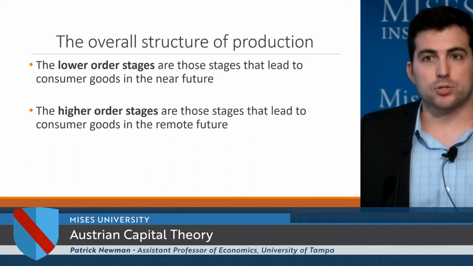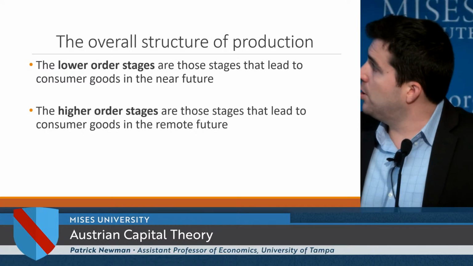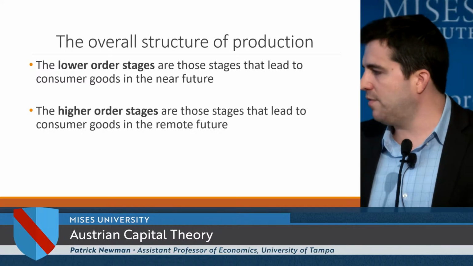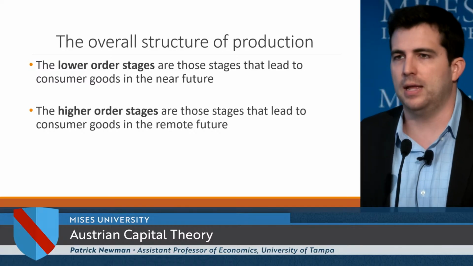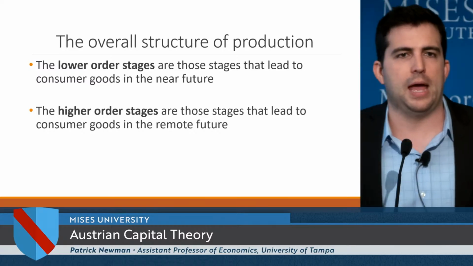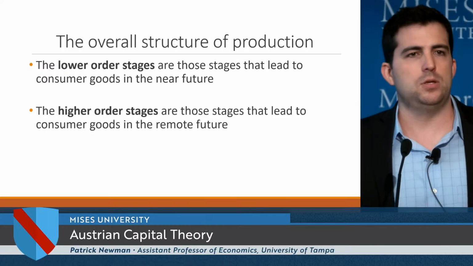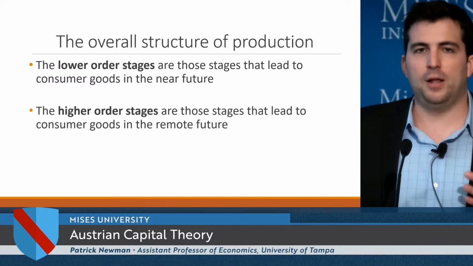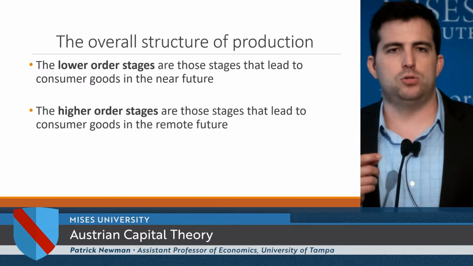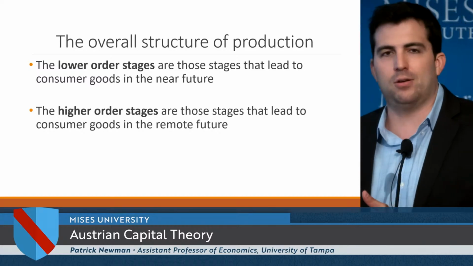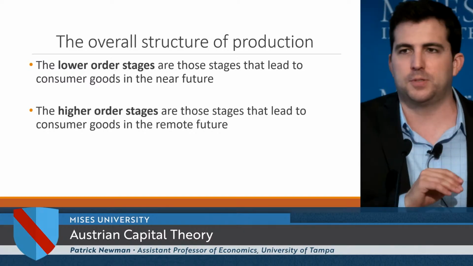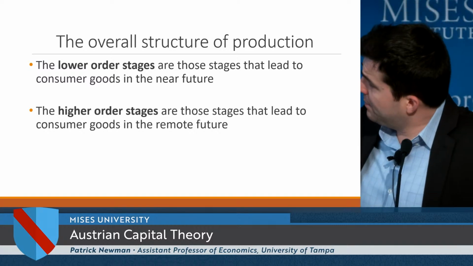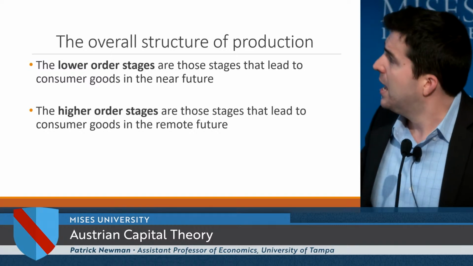The higher orders, or the higher order stages, are those stages that lead to consumer goods in the remote future. Say, when you're harvesting iron ore out of the ground, it might be a very long time before that is turned into steel that will eventually be used for some sort of car frame or whatever, right? If you're developing the computer chips, they will be used to make some power a data center that will then be used to make bigger computer chips for artificial intelligence, right? It could be a long time for that. So we have the lower orders and we have the higher orders.